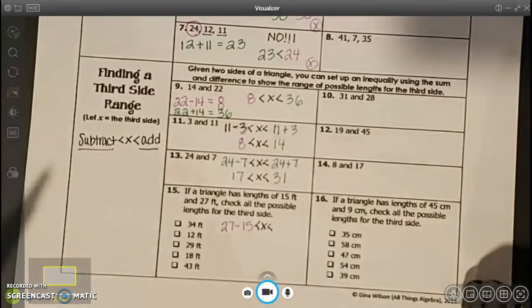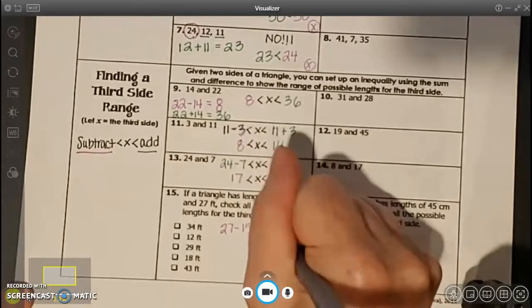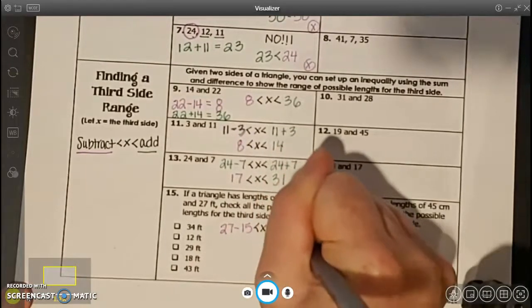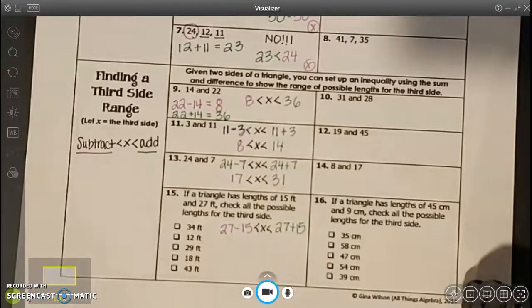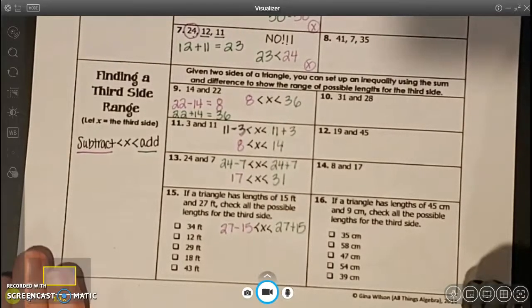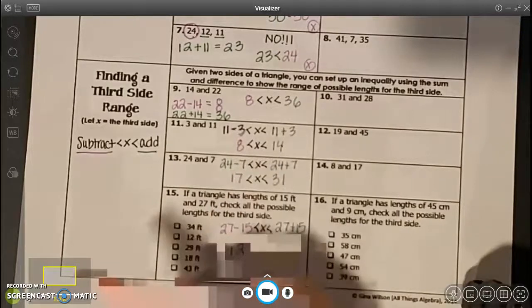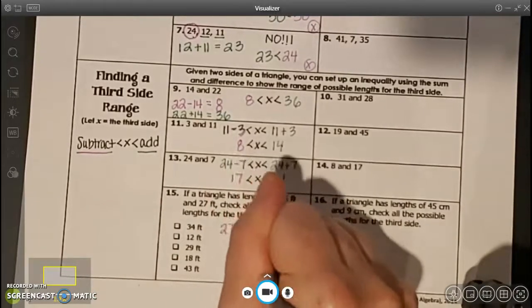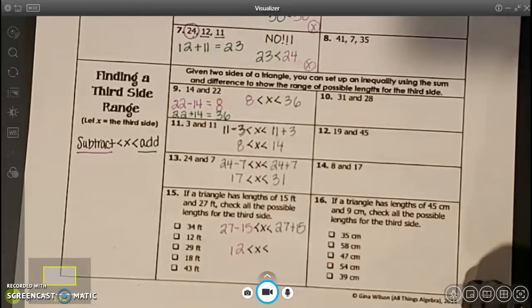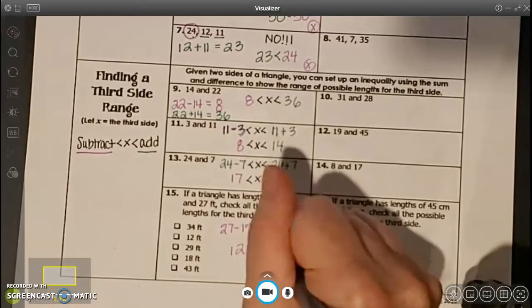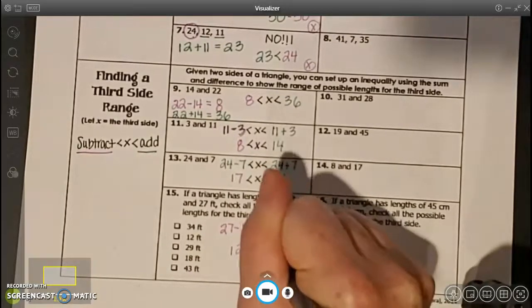Okay, so after you add them together and subtract them, you should have x should be between 27 minus 15, which is 12, and 27 plus 15, which is 42. So our range is from 12 to 42. And we want to check the boxes that are on the left here. So we want to look at all the numbers that are between 12 and 42.